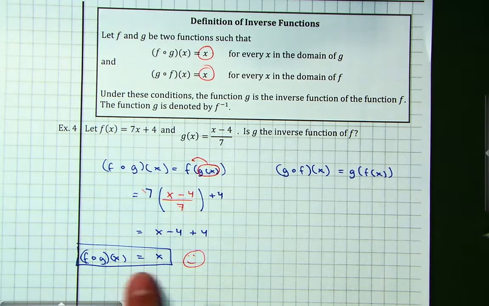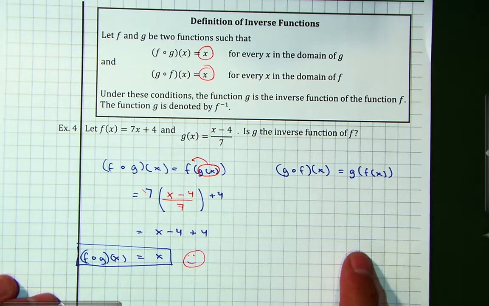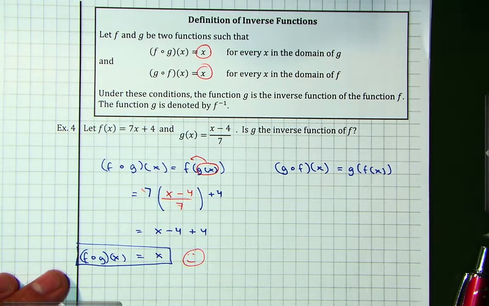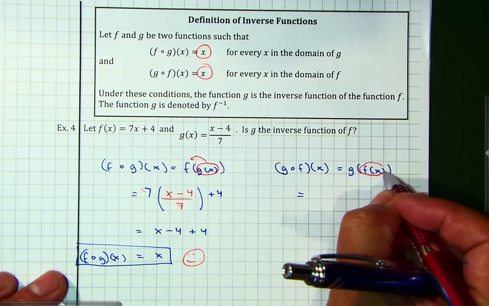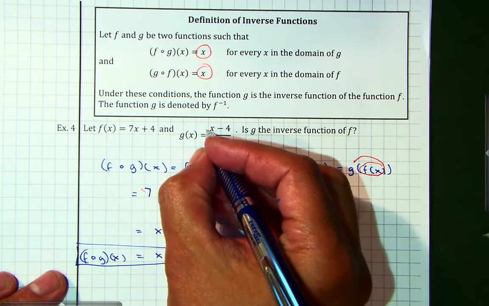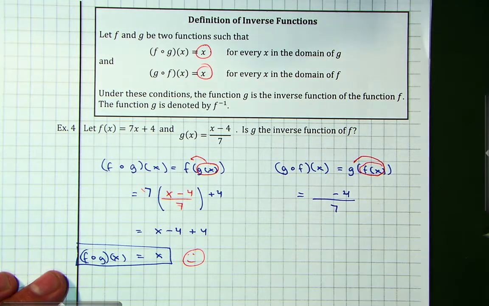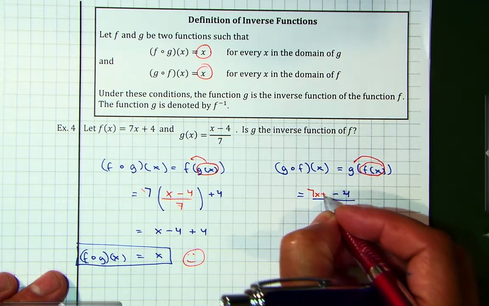Now if we can prove the same thing here, then we can say that g is the inverse of function f. Go ahead and work it out, pause it, and see what you get. So now I'm going to plug the f function inside the g. I'm going to write down the g function, x minus 4 over 7, but instead of the x, I'm going to replace it with 7x plus 4, which is the f function.